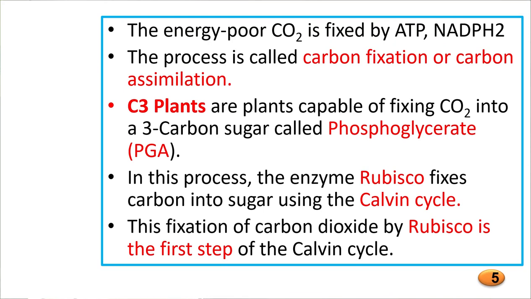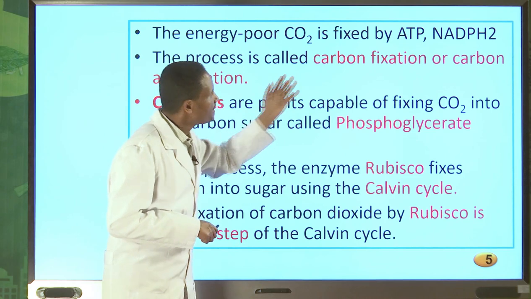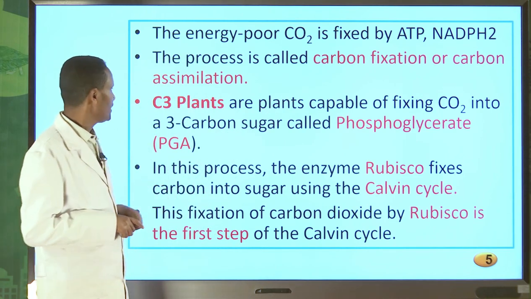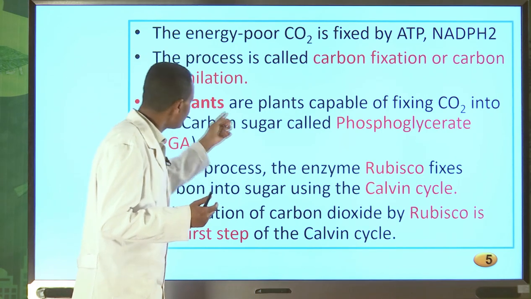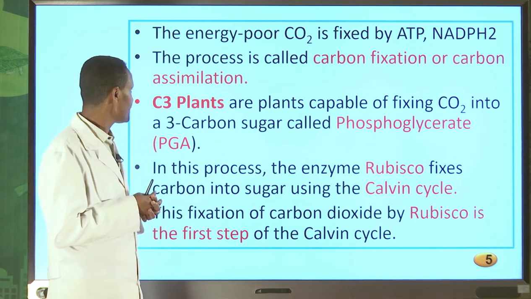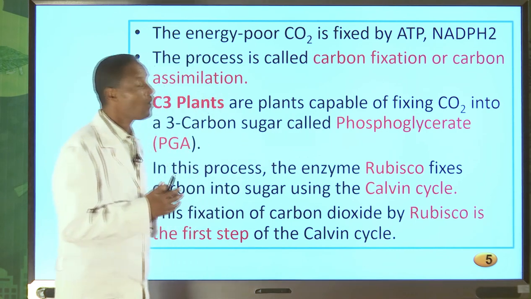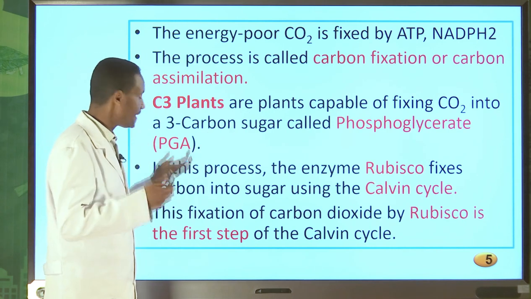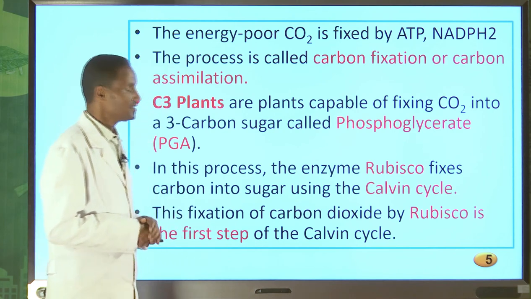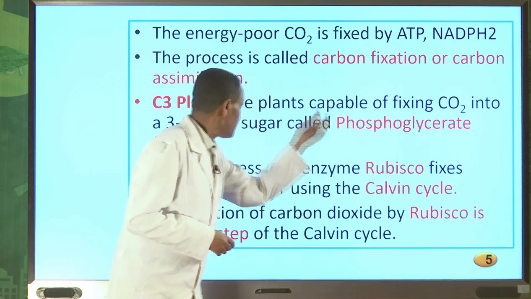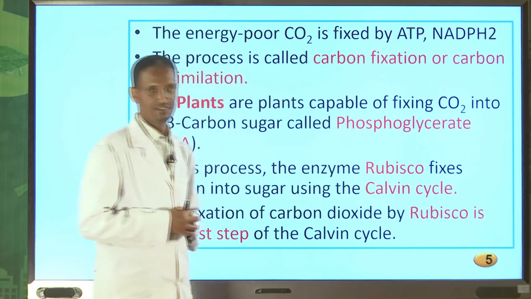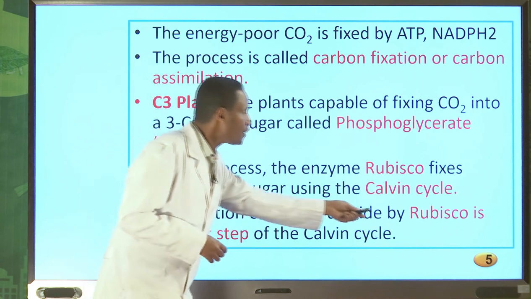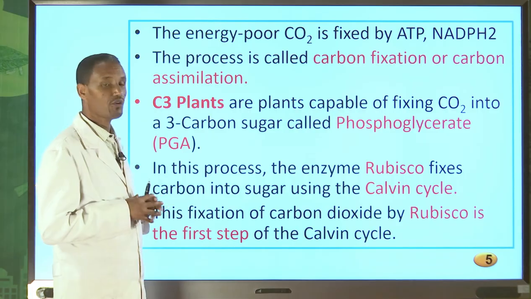The energy-poor carbon dioxide is fixed by energy-storing chemical compounds, which are ATP and NADPH2. The process is called carbon fixation or carbon assimilation. By this process, C3 plants can undergo this kind of photosynthesis. C3 plants are plants capable of fixing carbon dioxide into a 3-carbon sugar called phosphoglyceraldehyde. In this process, the enzyme called Rubisco fixes carbon into sugar by using the Calvin cycle. This fixation of carbon dioxide by Rubisco is the first step of the Calvin cycle.